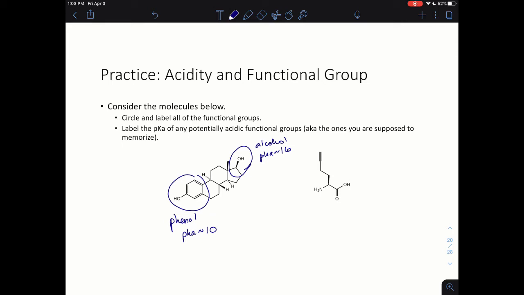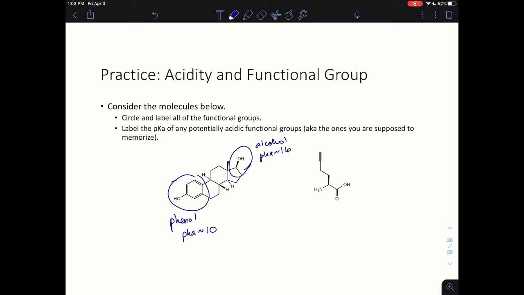Now, all of the other protons are not going to be very acidic, right? All the alkane protons, all the other CHs, they're all going to have a pKa of 50, and even the ones on the ring, the vinyl protons, have a pKa of 45. So we will not consider those. pKa's of 45 and 50 are just not going to be significantly acidic.